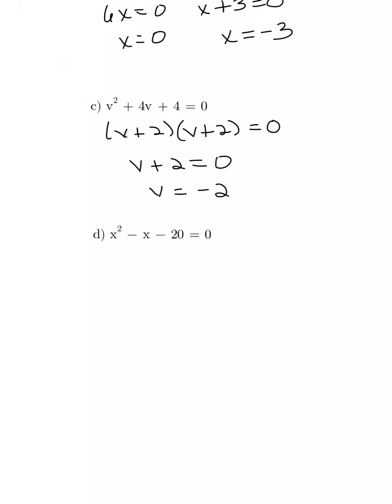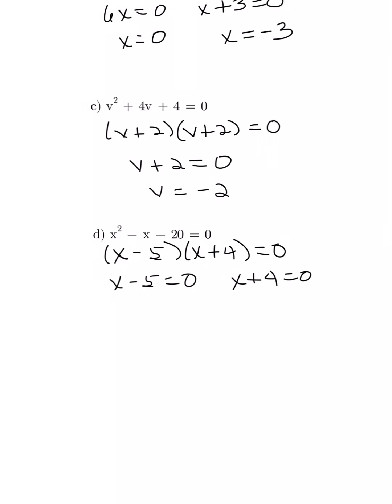On the next problem, we have x squared minus x minus 20 equals 0. Another unfactored quadratic. This factors into x minus 5 times x plus 4 equals 0. Set each factor or quantity equal to 0, so we have x minus 5 equals 0 and x plus 4 equals 0. Add 5 on the first quantity, get x equals 5. Subtract 4 on the second and get x equals negative 4.